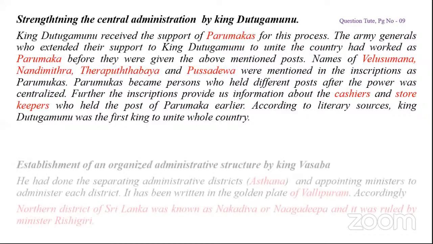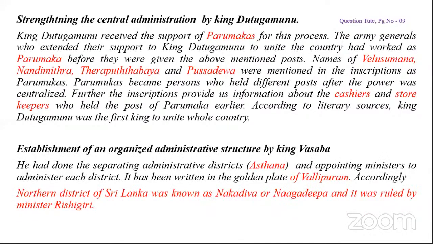And the establishment of an organized administrative structure by Vasaba. These things we wrote in the short note. Now just complete these blanks. You can remember that Nakadiva is Nagadipa. No, kingship started during the historic period, after the pre-state era. Okay, right.